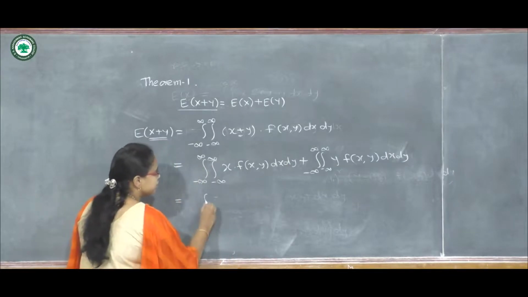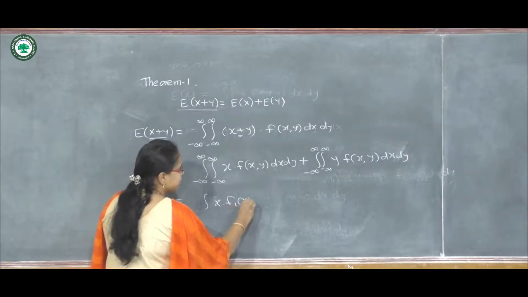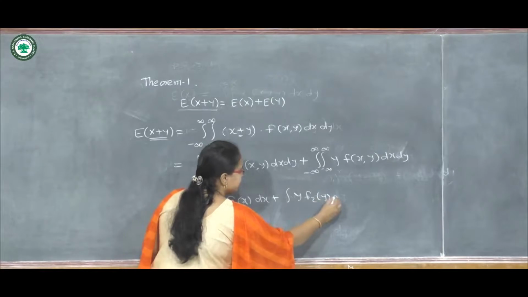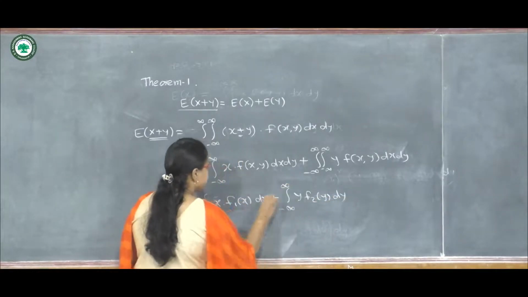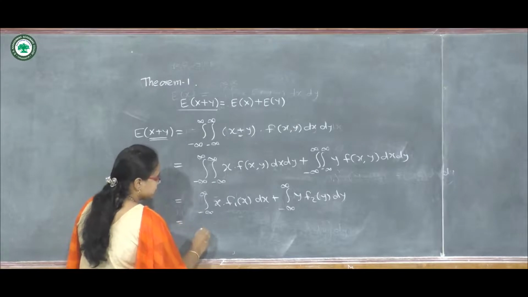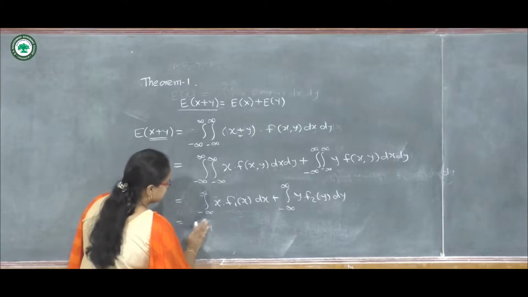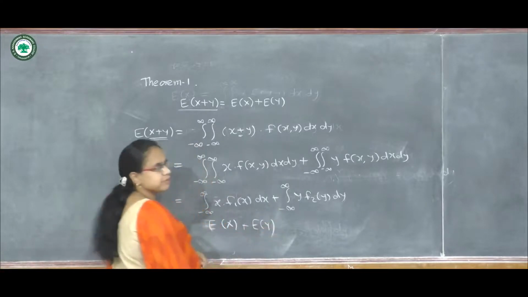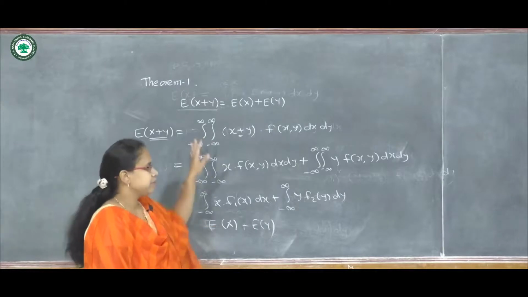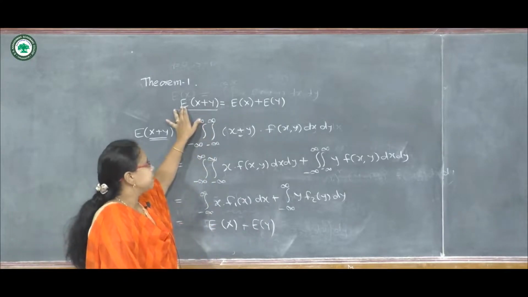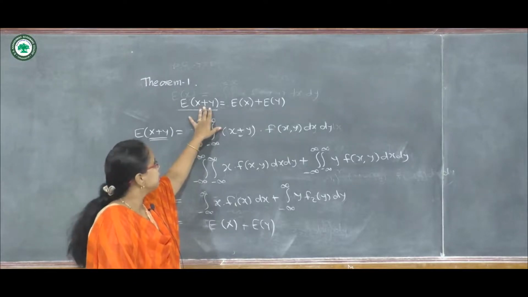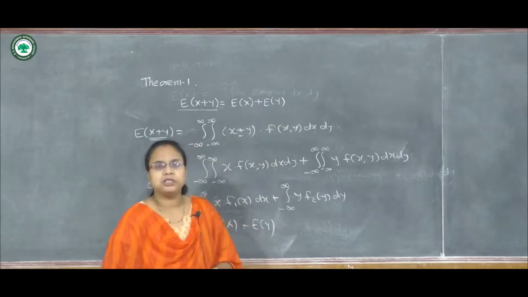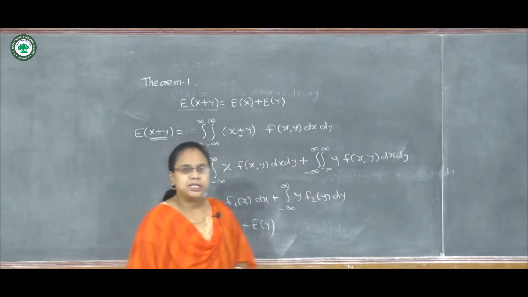Further we can write this also as the integration of x times f1(x) dx plus the integration of y times f2(y) dy. We have solved this. So this is expected x and this term is expected y. Hence the proof. So this is theorem number 1, which is that the expectation of the addition of random variables can be written as the addition of the expectations of the two random variables.